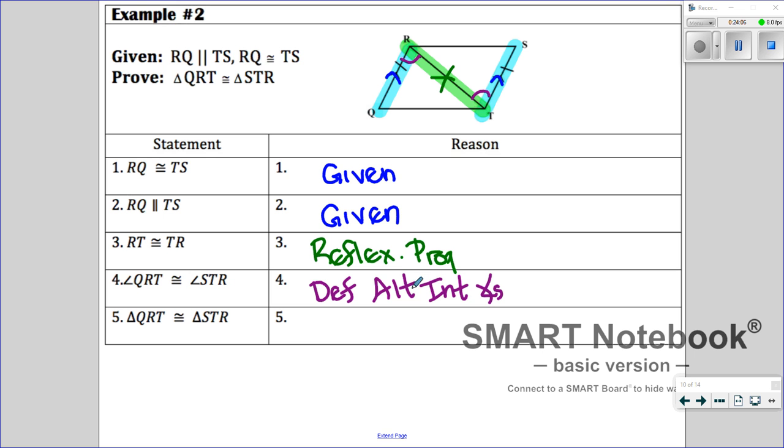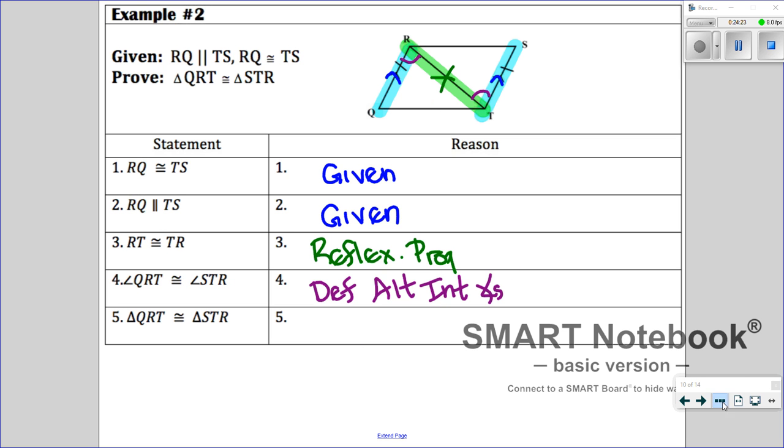The definition of alternate interior angles. That happens when you have two parallel lines and a transversal cutting through them. And if the angles are inside the parallel lines and on opposite sides of the transversal, it's alternate interior. And you remember that alternate interior angles are congruent. So those two are congruent.